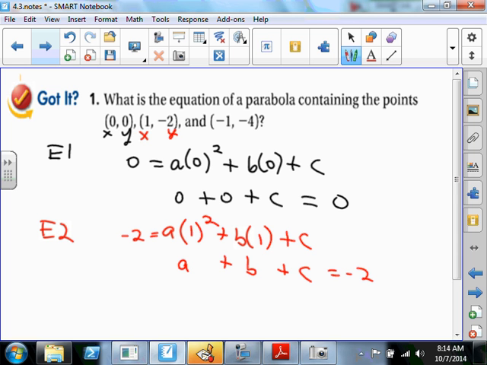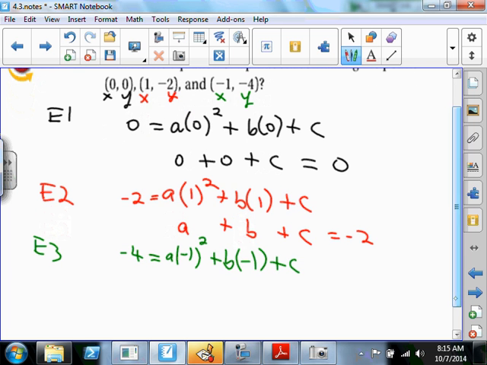And then our third equation, we're going to start with the y again. So what are we starting with? -4. So we got -4 equals a times -1 quantity squared plus b times -1 plus c. And we do some housekeeping. So we're going to get, is it -a? It's a, and then minus b plus c equals -4. Good.